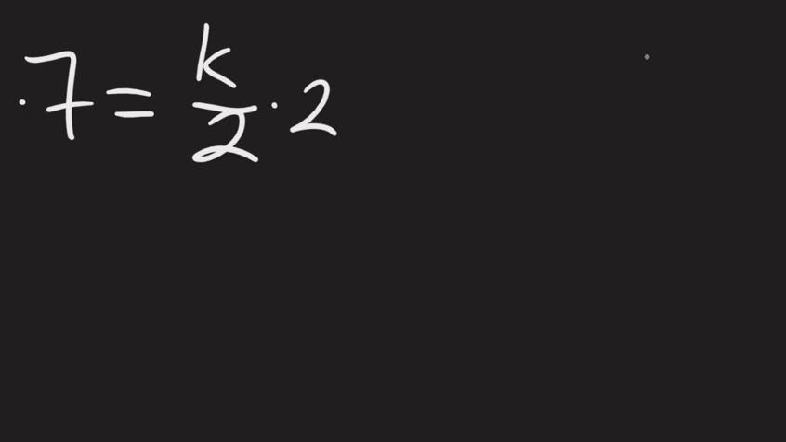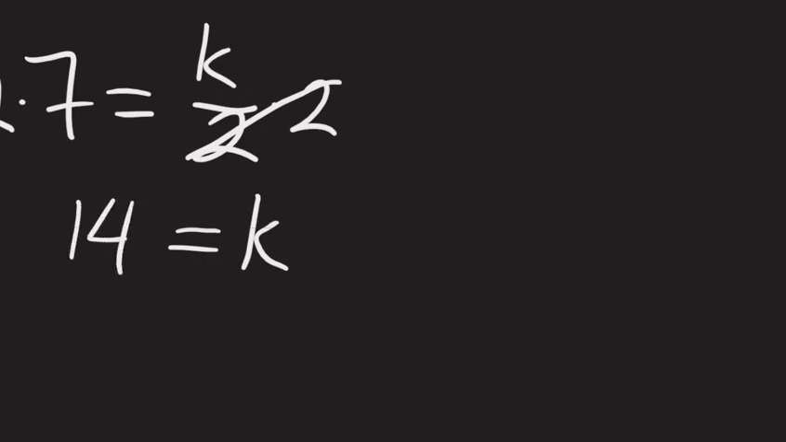Next, we have 7 equals k over 2. Since k and 2 are being divided by each other, the way to get k by itself is to multiply by 2 on each side. On the right side, the 2's cancel, and we're left with just k. On the left side, 2 times 7 is 14.